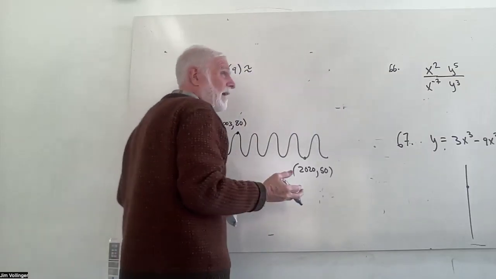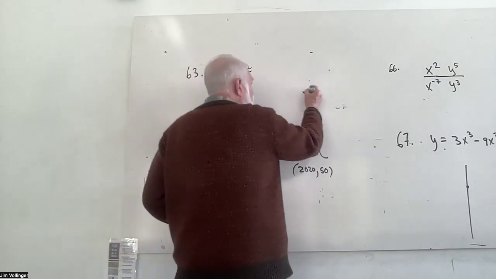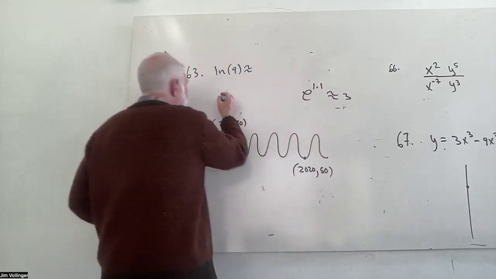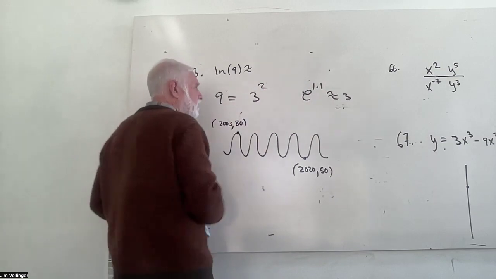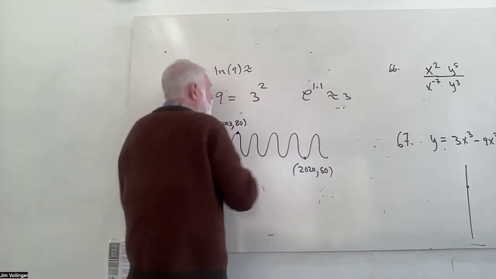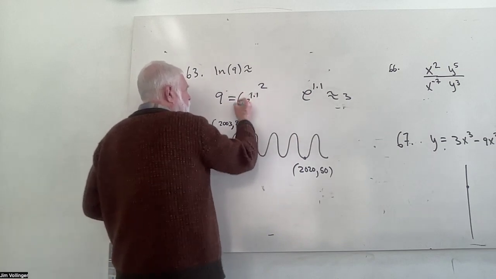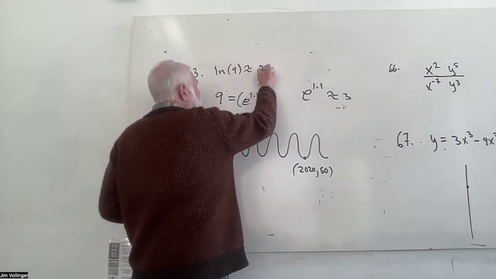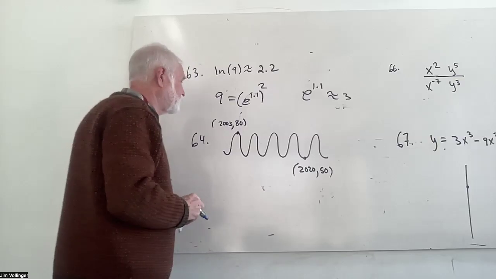Well, you got to know some e-values. That's why I gave you a memorization sheet. You need to know that e to the 1.1 is approximately 3. So that means 9 can be written as 3 squared. I can replace the number 3 with e to the 1.1. And if I square that, that means I get approximately 2.2. Yes, it was closer to 2 than 3.